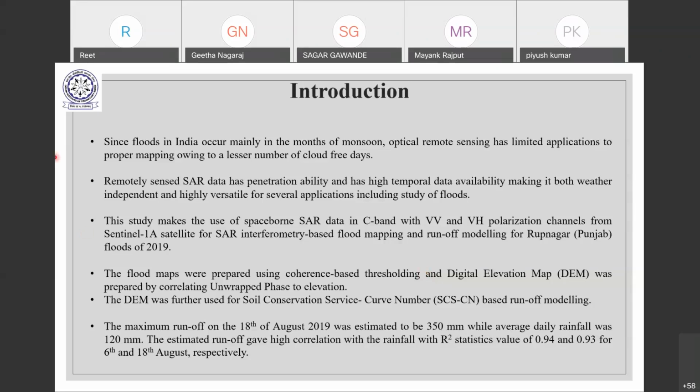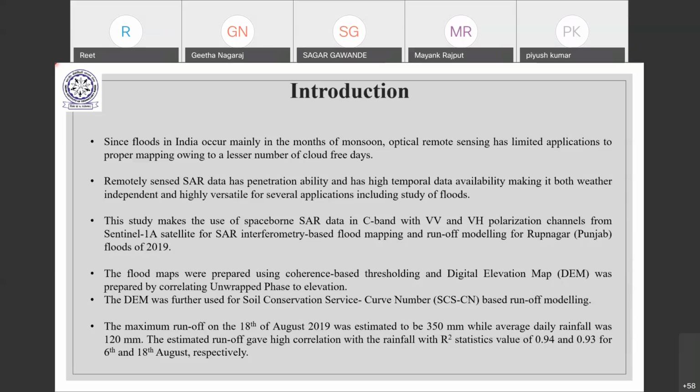So here we used the data from 18th August 2019 to estimate the maximum runoff. On 18th August 2019 it was estimated to be 350 mm, while the average daily rainfall was estimated to be 120 mm. The estimated runoff gave high correlation with the rainfall, with R square statistics of around 0.94 and 0.93 for 6th and 18th August.